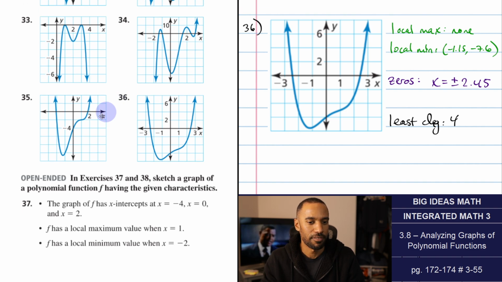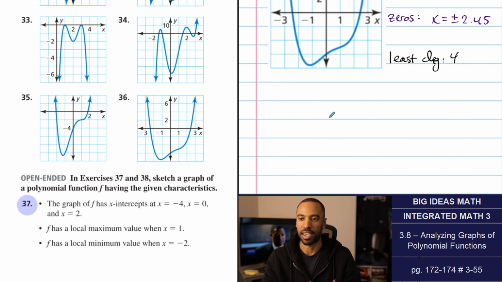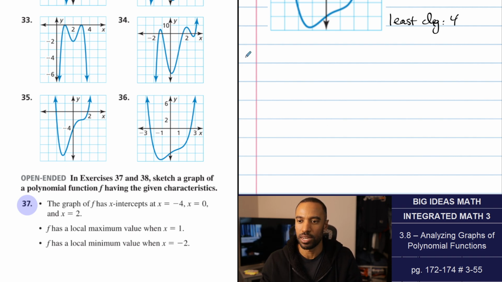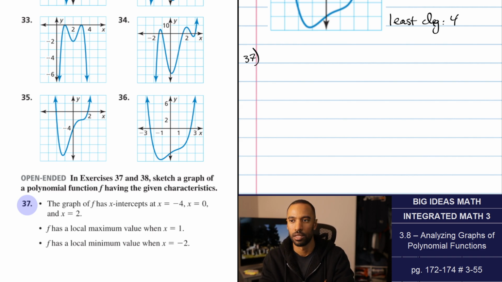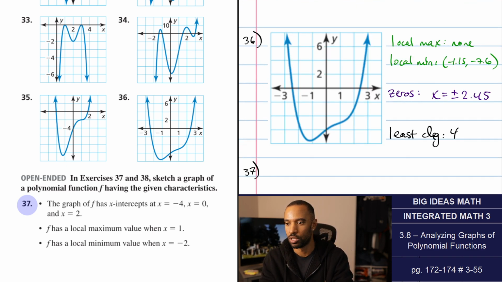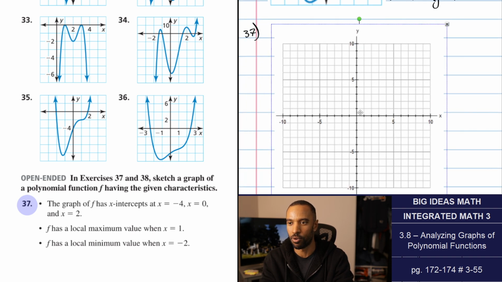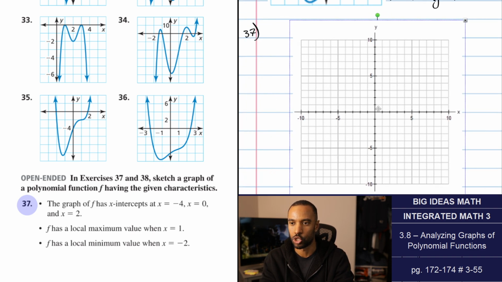Okay, numbers 37 and 38. We're going to sketch a graph of a polynomial f having the given characteristics. We did some of this stuff back in section 3.1, but we didn't hear about local mins and maxes at the time, and now they're giving those things to us. So let's use the actual graph paper stuff we had before, and let's address them.